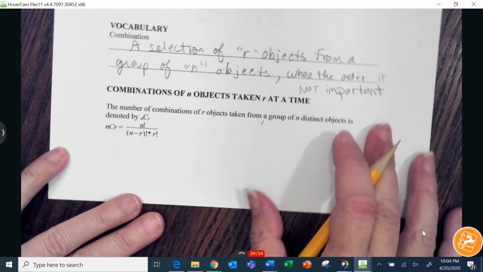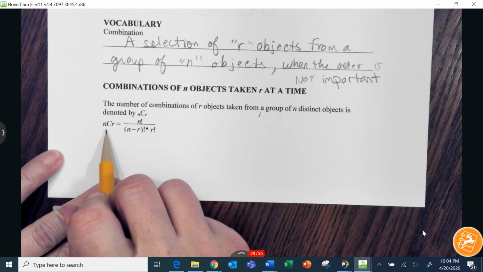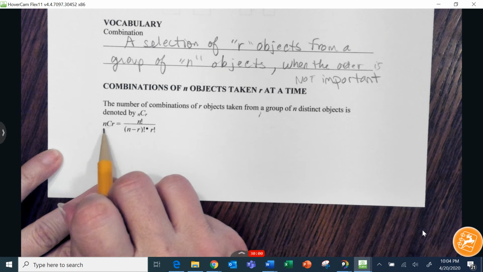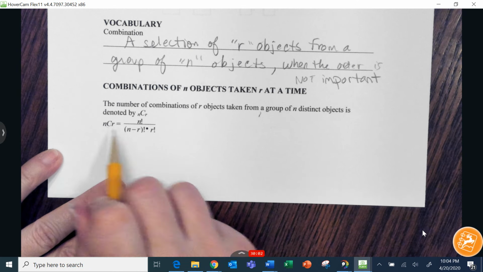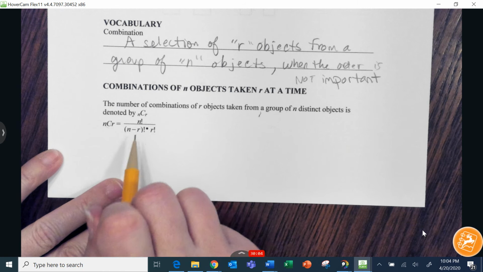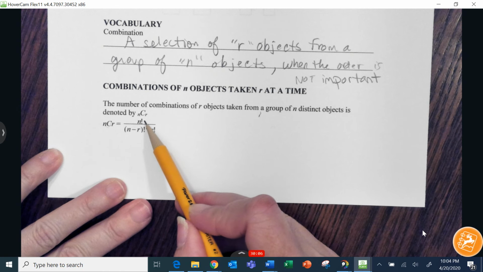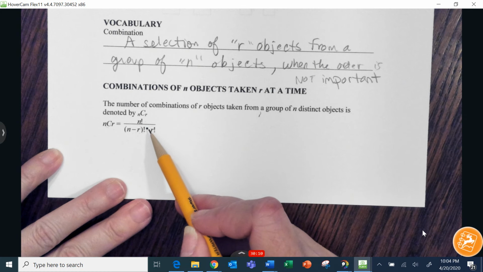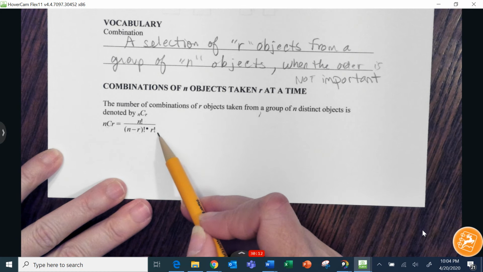So to do combinations, we still have a formula that looks a lot like the permutations. We have a big C, we have a little n, and we have a little r. But the formula itself is a teeny tiny bit different. On top we still have n factorial. On the bottom we still have n minus r factorial. But then you also have to divide by r factorial.